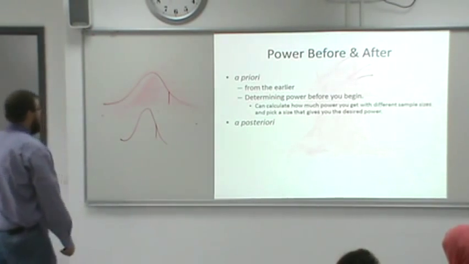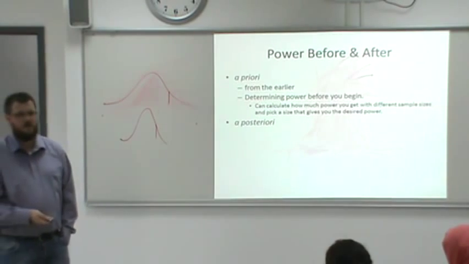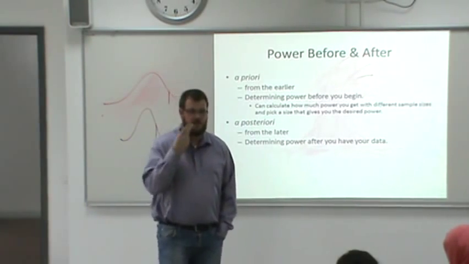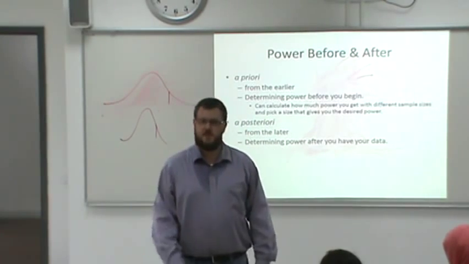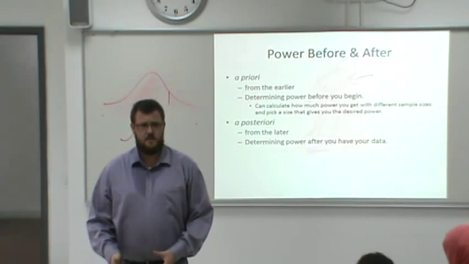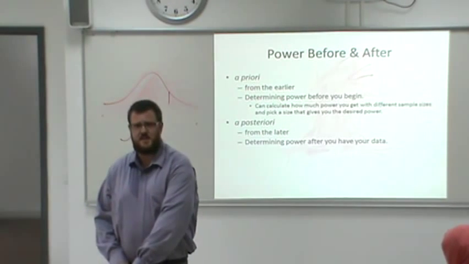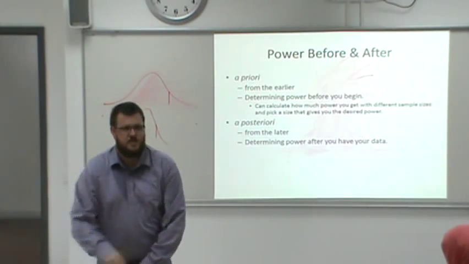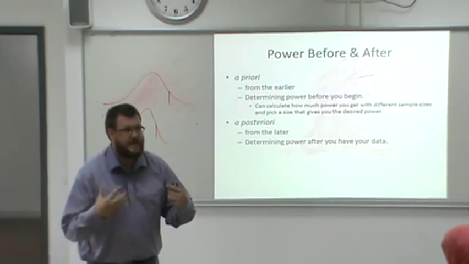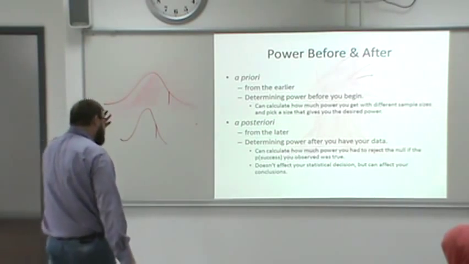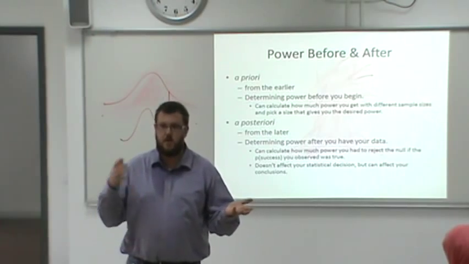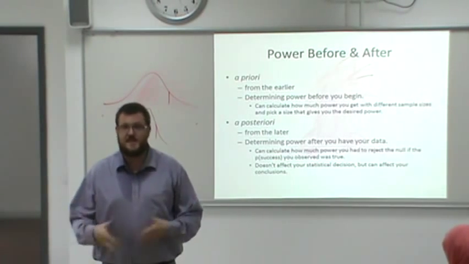If we do this a posteriori, this is not from the earlier, this would be from the later. And this is going to determine the power after you have your data. So this would be like, okay, the null hypothesis was a probability of success of 0.5. But we observed 62% successes. Now, if we observed 62% successes, how much power did we actually have to observe 62 or more successes? So we can look at how much power we had to observe the thing that we observed. And we can use this. It doesn't affect our statistical decision. The statistical decision is being made just on the basis of the p-value and alpha. But it can be used to supplement that.